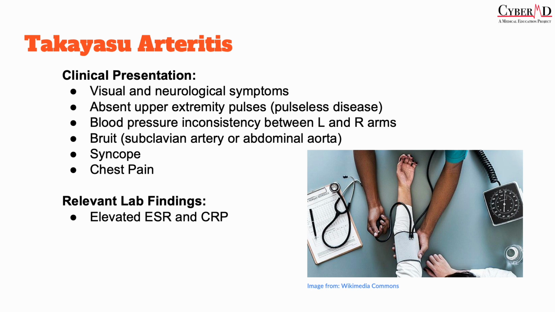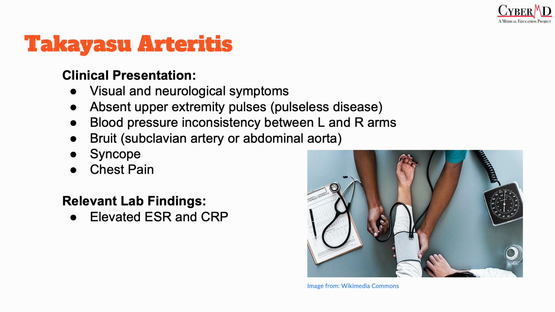You may find an elevated ESR whenever you go to do lab work on these patients, and you may also see an elevated CRP. Now, just previously, I had said that you may see a weak or absent pulse in the upper extremities. And remember to think about this a little bit. If you see that this patient has weak or absent pulses in their upper extremities, that means something's obstructing the flow to their upper extremities.